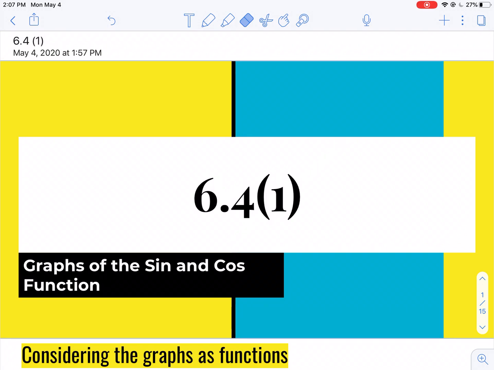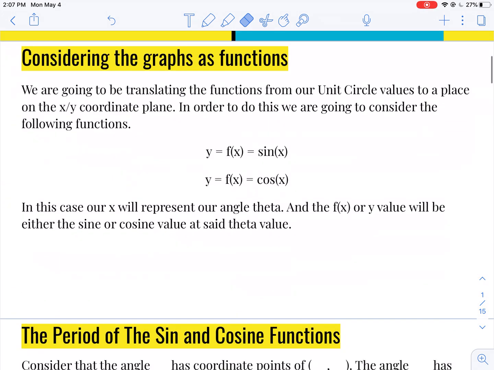These are the 6.4 part 1 video notes, and we're going to be looking at the graphs of the sine and the cosine function. So we want to think about these functions as graphs now, and we're going to be taking our information from the unit circle. We're going to take these xy values, and we're going to turn it into the xy coordinate plane. So we're going to kind of flip this around, and we're going to think about this in a completely different manner. I'm going to turn all of my trig functions into functions, and we're going to graph these as functions.